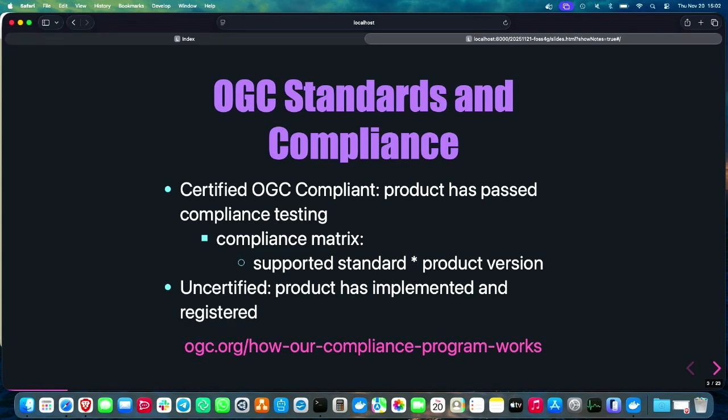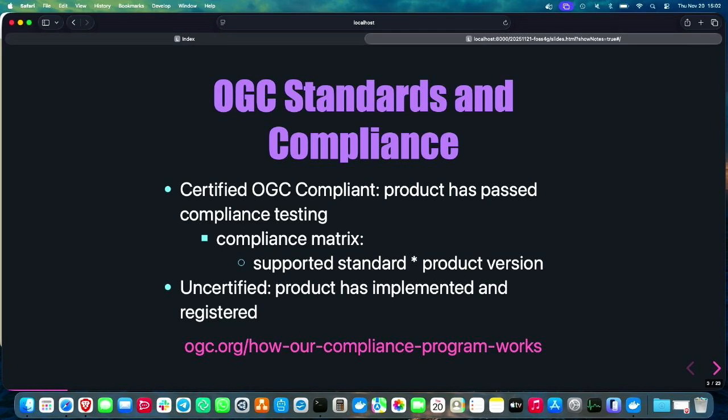And if you don't want to go that far, there is an uncertified route where you can list your software product on the OGC website, whether it's a decoder, an encoder, a server, a client that supports a given standard, and you can register it as implementing. But it is not OGC compliant per se, and you do not have the right to provide that stamp of approval on your website.